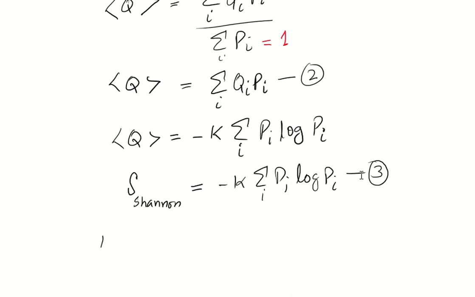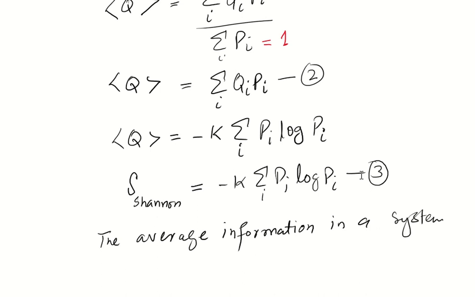The average information in a system is called Shannon's entropy. And remember that this was derived from direct probability, and it has no connection with thermodynamics or statistical physics as such. So we will now make a connection between the two. And before making that connection, I should do one example to make clear what this Shannon entropy stands for in terms of information.